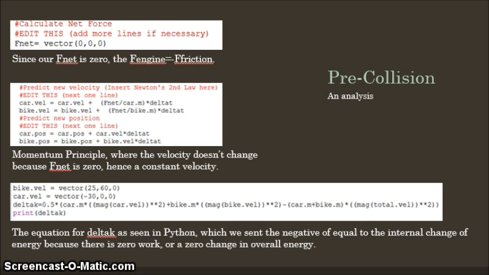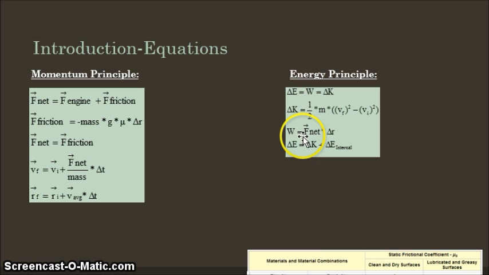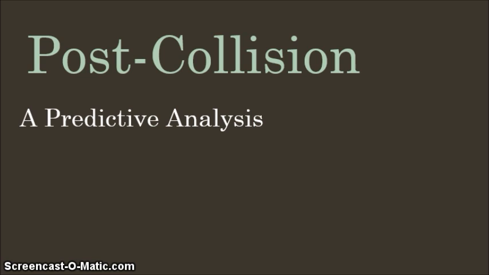But it gets the job done, and we find the change in kinetic energy, which in turn equals the negative change of internal energy because the work is zero. Since the work is zero, we can just move this delta K to the side of the equation and set the negative of that to the change in internal energy.